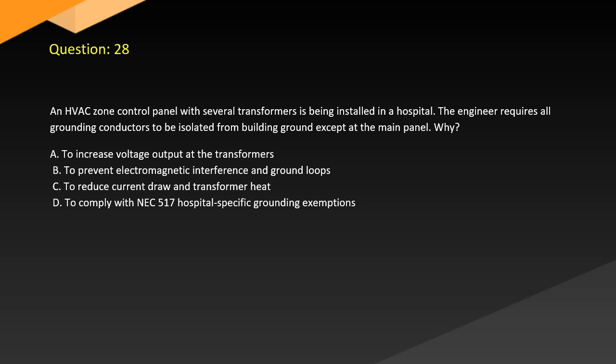Question 28. An HVAC zone control panel with several transformers is being installed in a hospital. The engineer requires all grounding conductors to be isolated from building ground except at the main panel. Why? A. To increase voltage output at the transformers. B. To prevent electromagnetic interference in ground loops. C. To reduce current draw and transformer heat. D. To comply with NEC 517 hospital-specific grounding exemptions.